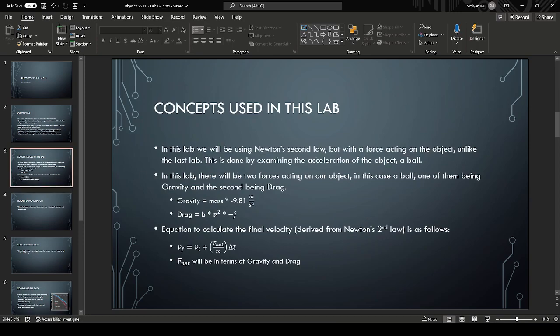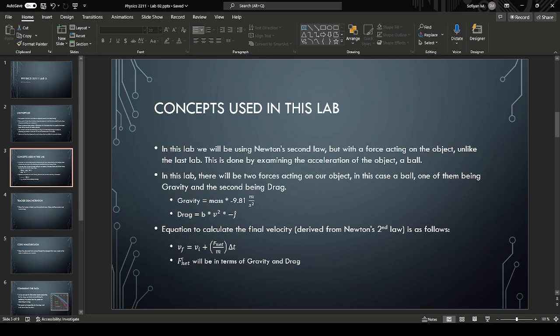Concepts used in this lab will be Newton's second law, with a force acting on the object, unlike the last lab. And these forces will be gravity and drag. Gravity is given as mass times acceleration due to gravity, and drag is given as a proportionality constant times the magnitude of velocity squared times j hat. And the equation to calculate the final velocity will be a relevant equation.